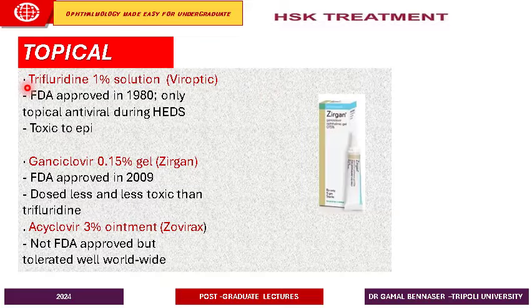Now, the famous topical drop is the trifluridine, which was also used in the herpetic eye disease study and is available in the United States because it is FDA approved. Now, the disadvantage is that it has significant epithelial toxicity. The other new drug is ganciclovir, which is available in a gel form, also has FDA approval, and has less epithelial toxicity. Now, the most famous one is aciclovir, which is present as a 3% ointment, but it has no FDA approval, so it is not available in the United States, and it is accepted by most of the doctors. They have been using it for a long time.